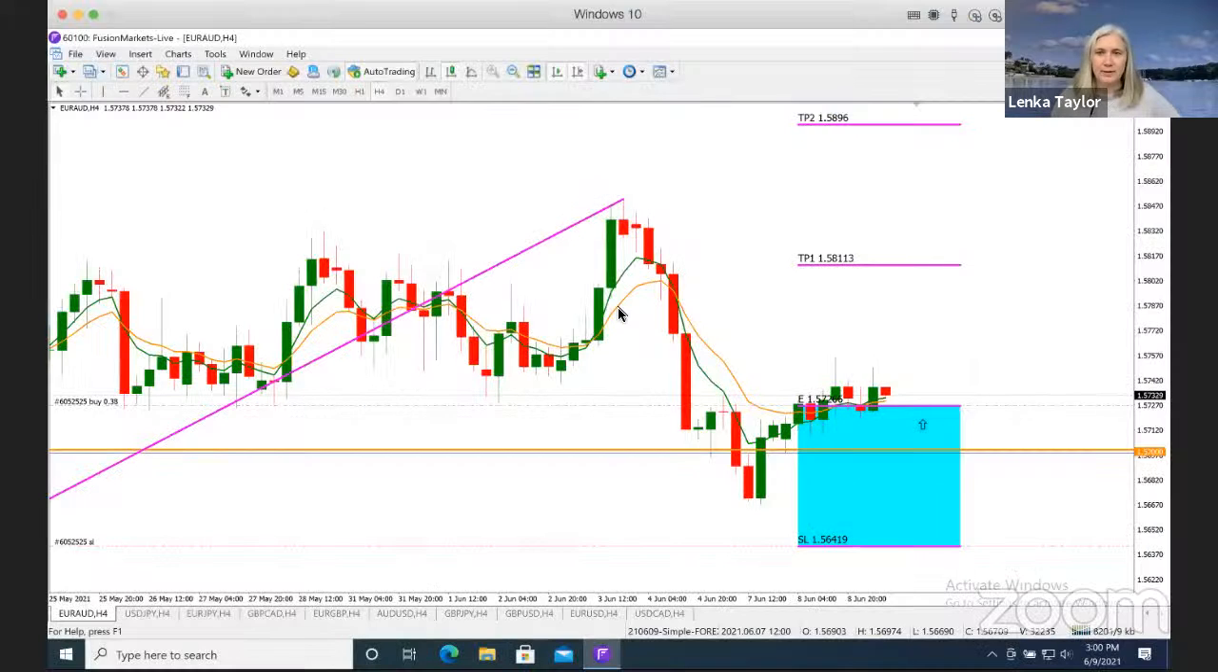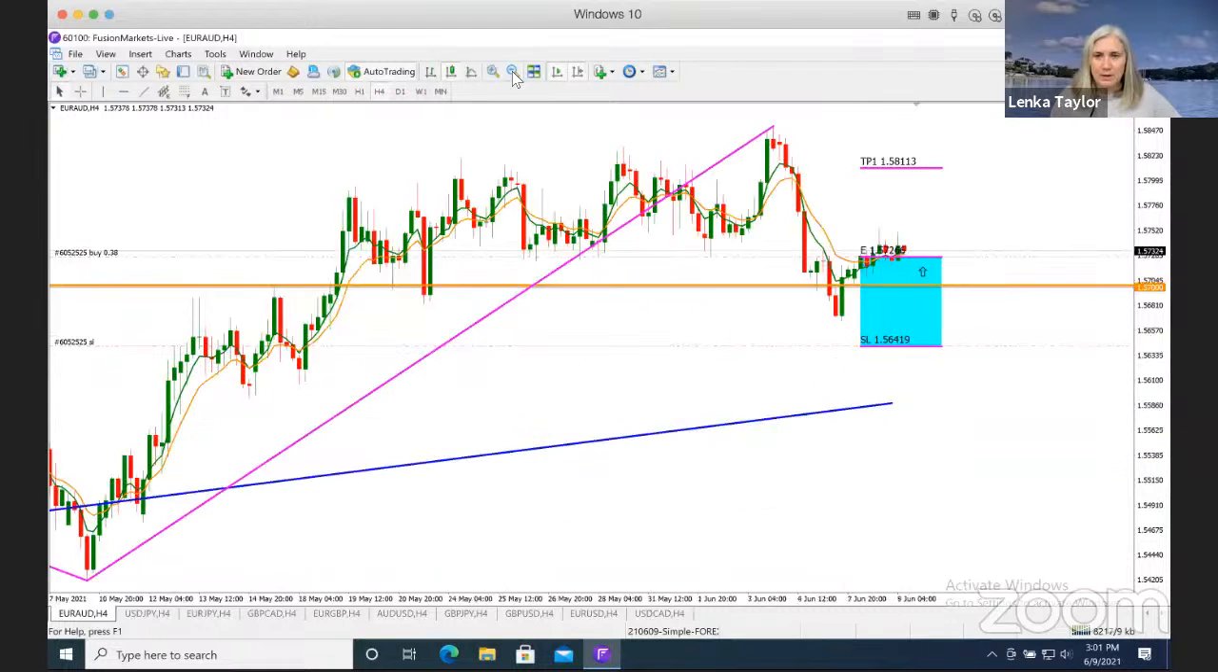I'm going to go through 10 currency pairs on the 4-hour chart. So here I share my screen. Okay, and the first currency pair I'm going to look at is Euro AUD. This is a trade that I'm already in from yesterday. So we're looking at a long there.